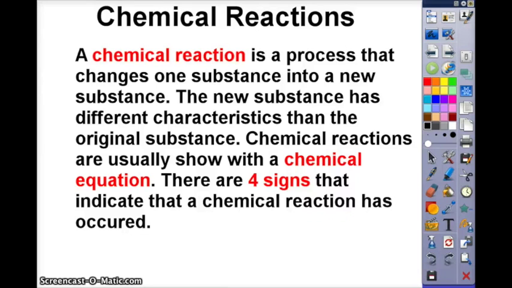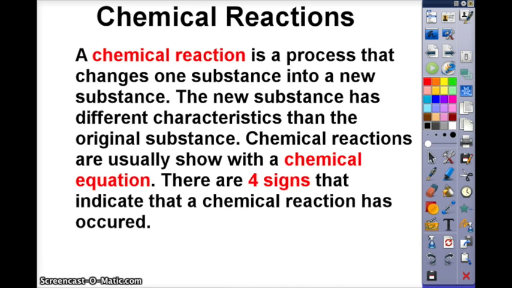Today we're going to be talking about chemical reactions, chemical equations, and acids and bases. Just to start off, a chemical reaction is a process that changes one substance into a new substance. That new substance doesn't have any of the characteristics of the old substance. It has its own new characteristics. And chemical reactions are usually shown by a chemical equation.